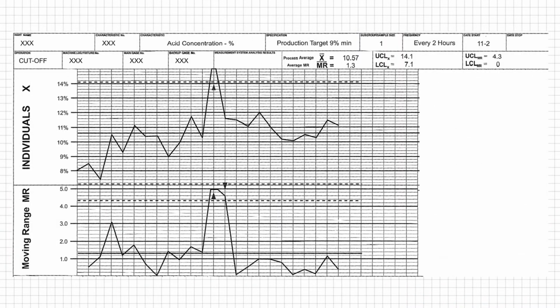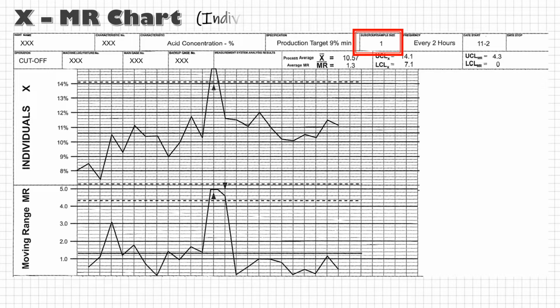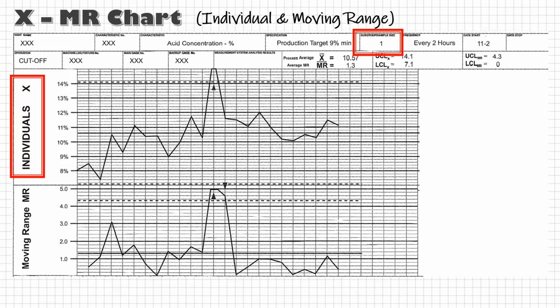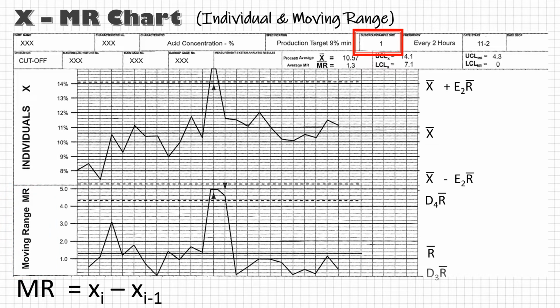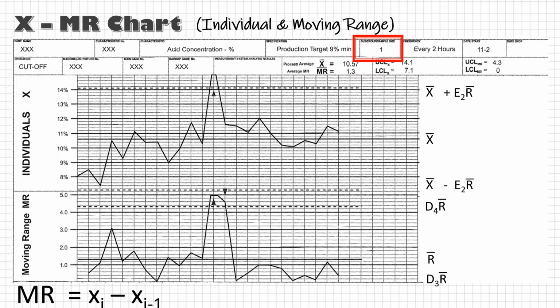On the other hand, if we cannot afford to inspect more than one part in a subgroup, we can use the XMR chart, that is individual and moving range chart. Here we inspect only one part in a subgroup and there are no averages, so we directly plot the individual value X, and the moving range MR is calculated as the difference between individual value of this subgroup minus the individual value of the previous subgroup. That is why we call this moving range.